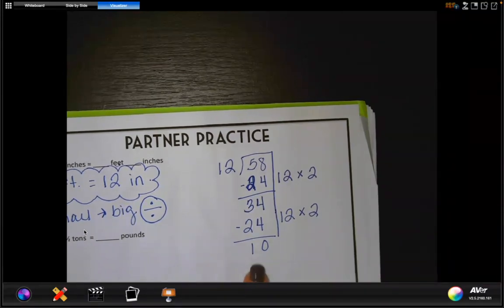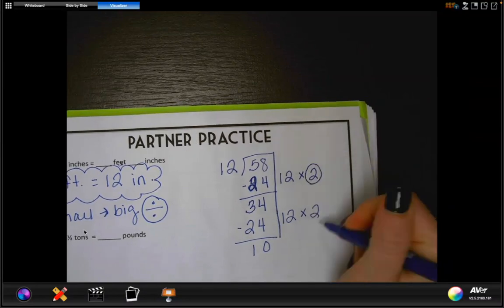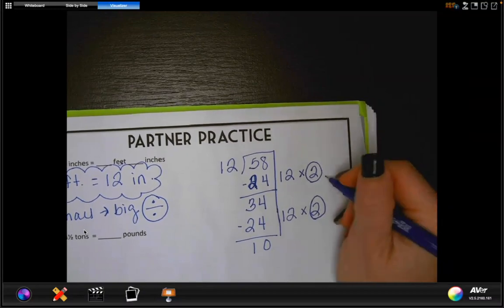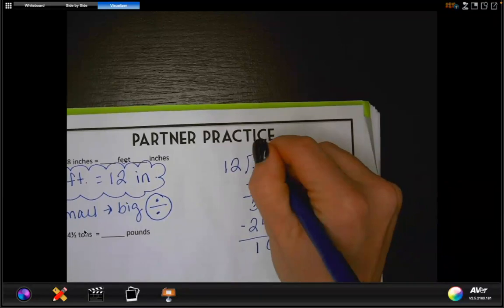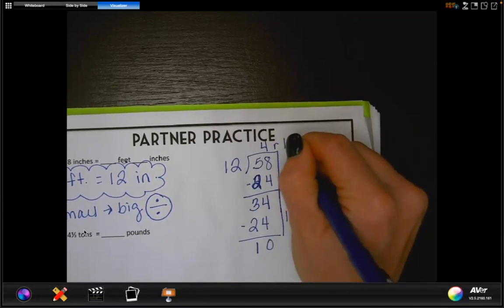So let's get our answer to the division problem. So the answer comes from adding together these numbers that we multiplied by 12. So that was 2 and 2, and 2 plus 2 is 4. So our answer to the division problem is 4. And we're going to have a remainder of 10.